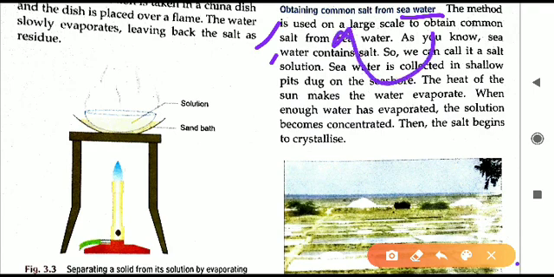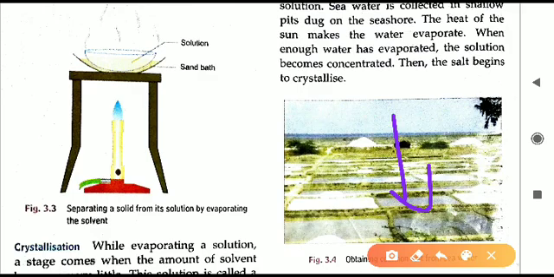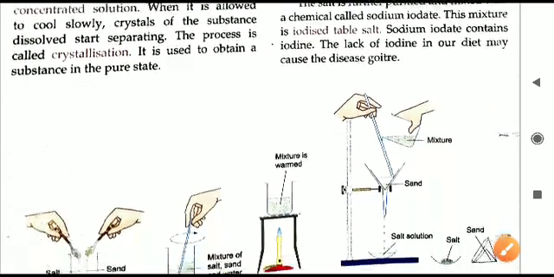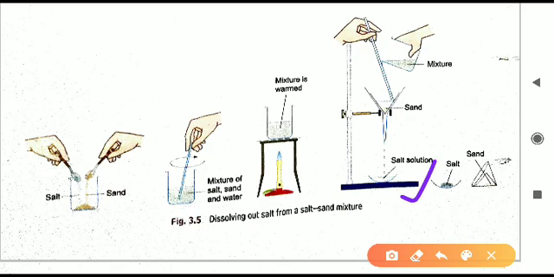So directly we cannot eat this from this land. First of all, it has to be crystallized, and then it has to be purified, and there are many processes that are done in the factory. So that is all. Here is another method that is given in the laboratory, how we can separate a sand and salt mixture.